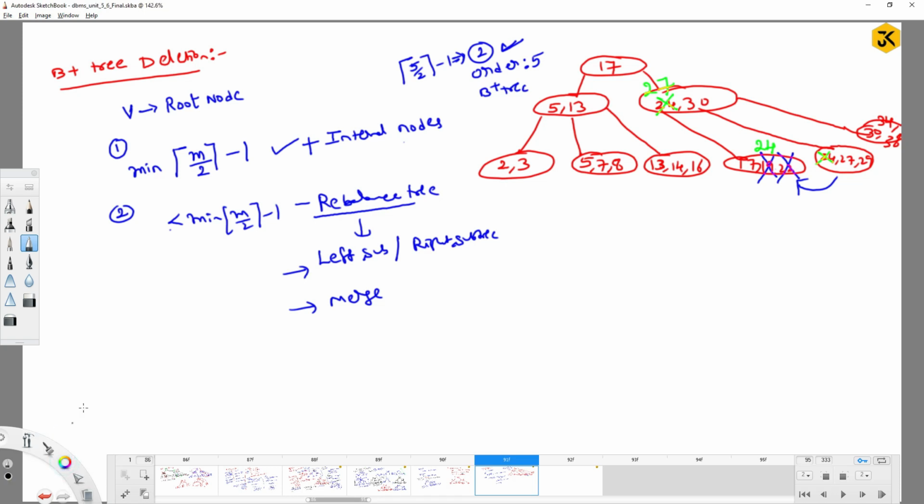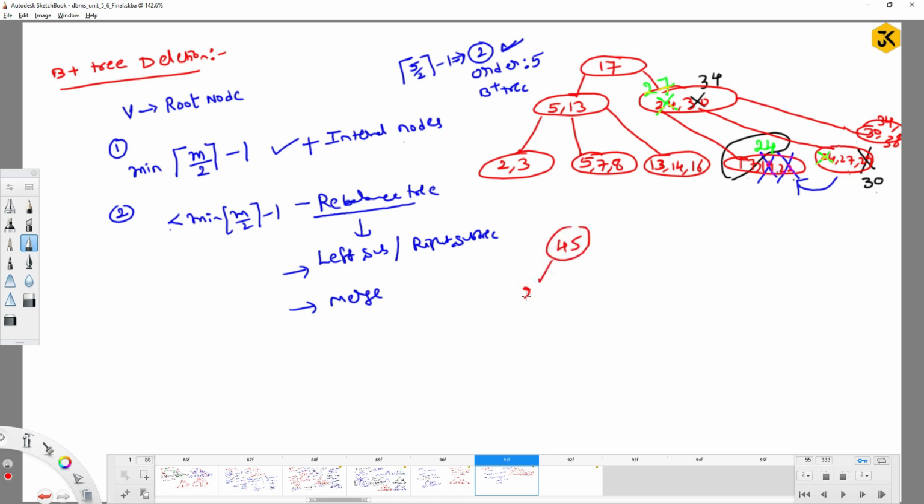Now, for example, let's try to delete 29. If I delete 29, is the property going to be violated? Yes. To avoid this situation, you can borrow from the right side. Can I borrow from the left side? No, because it already has the minimum, like 17, 24, the minimum 2 values. So I borrow from the right side. If I borrow from the right side, I get 30 here, and 34 will be the root node. So the values here are 27 and 30.